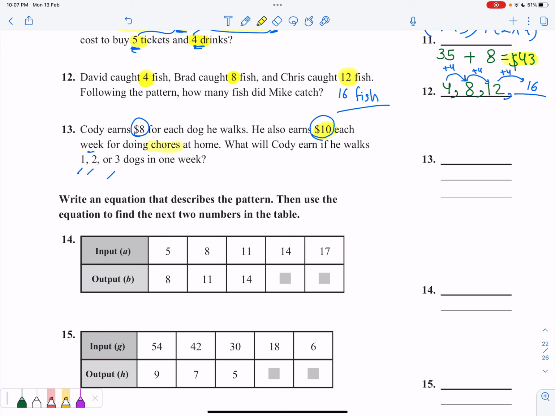Okay? So when he walks 1 dog, we know that for each dog he gets $8, right? So when he walks 1 dog, this is 1, multiplied by the cost of walking 1 dog, that is equal to 8. Then you will add how much he gets from the chores, which is $10. So 1 multiplied by 8, of course we will do the order of operations. So 1 times 8 equals 8. Then 8 plus 10 equals 18. So he earned $18 when he walked 1 dog, okay?